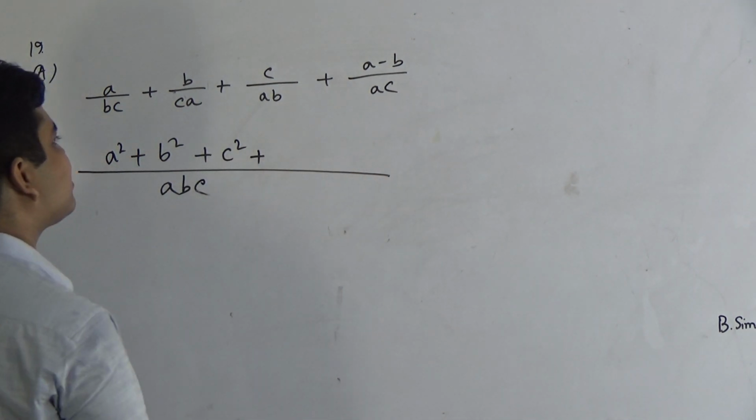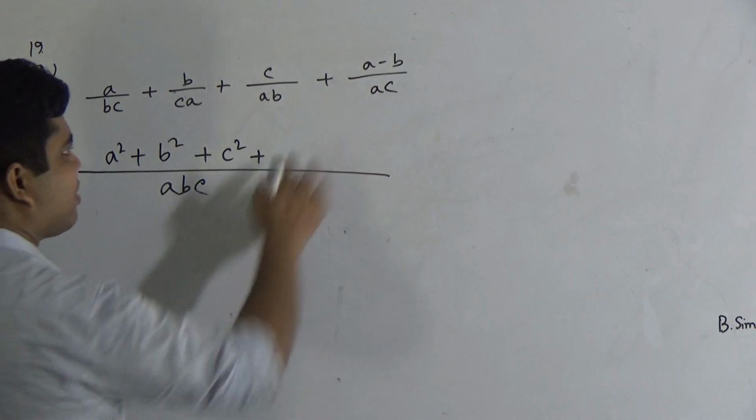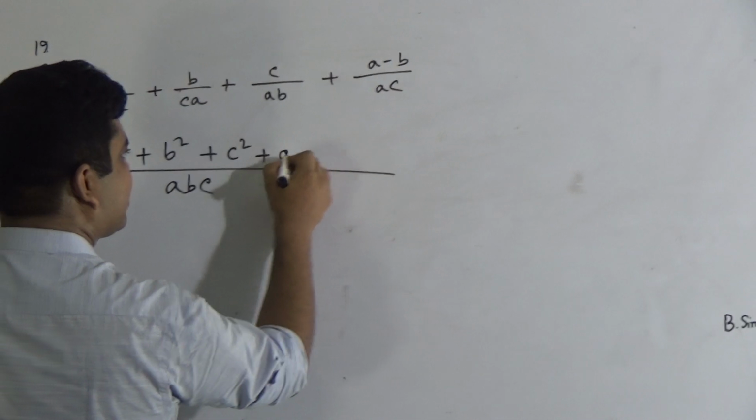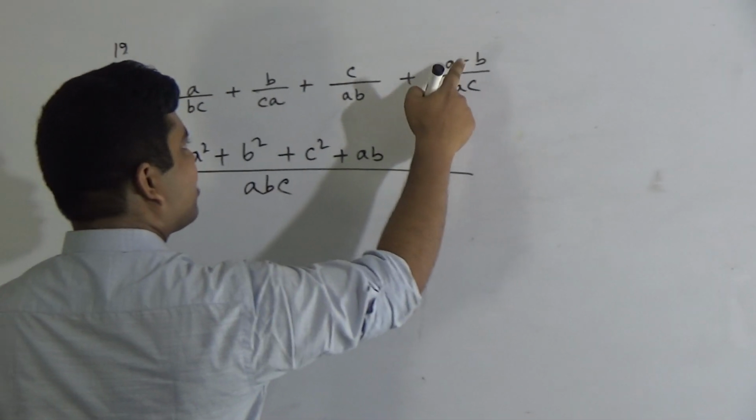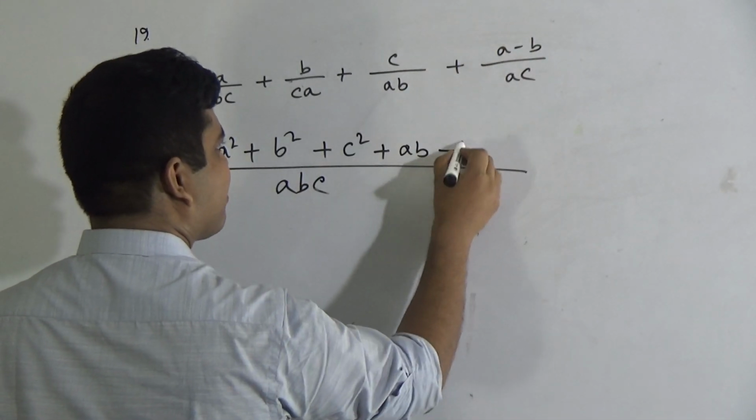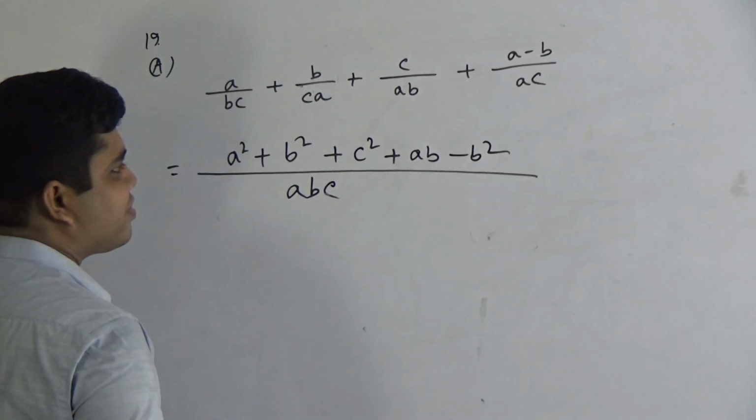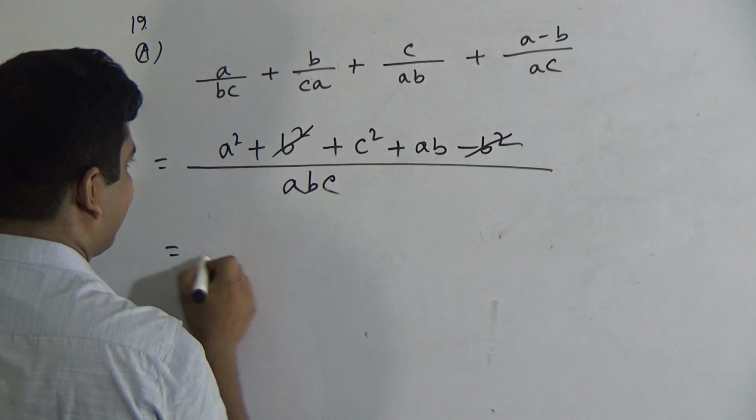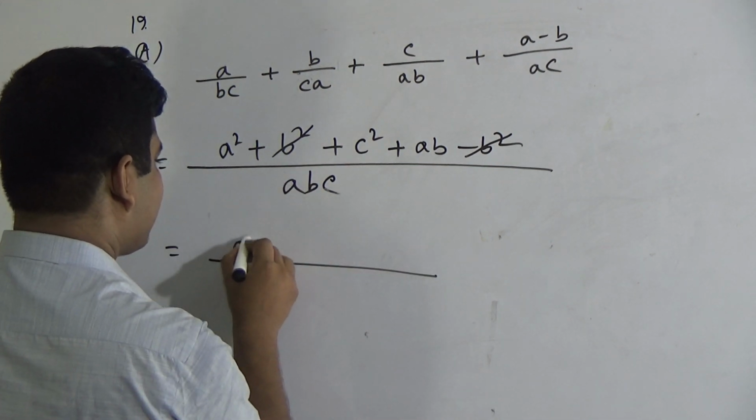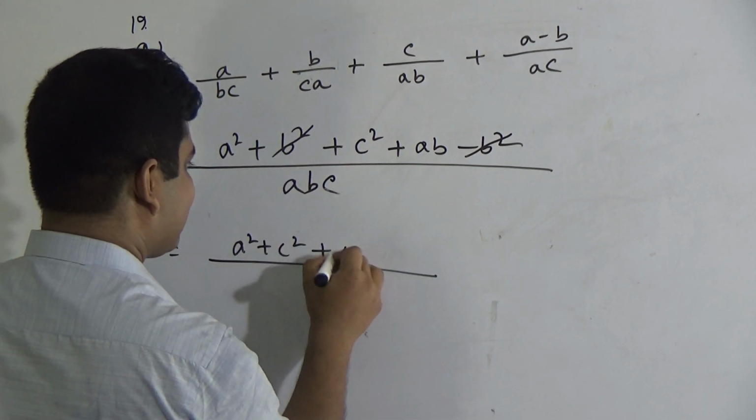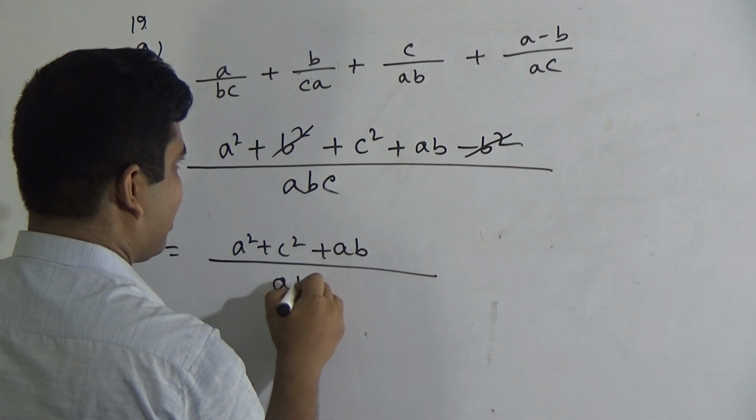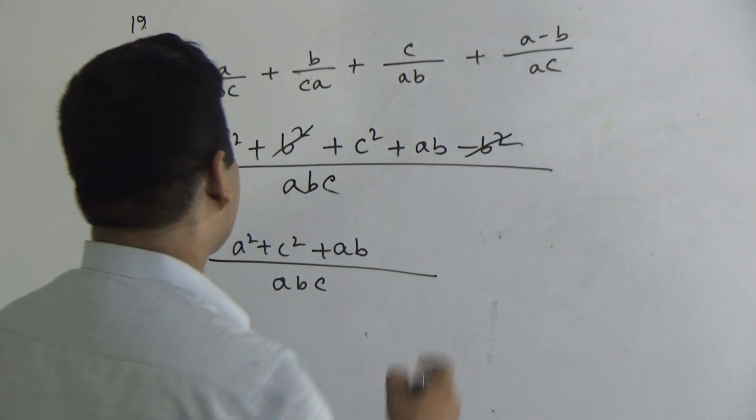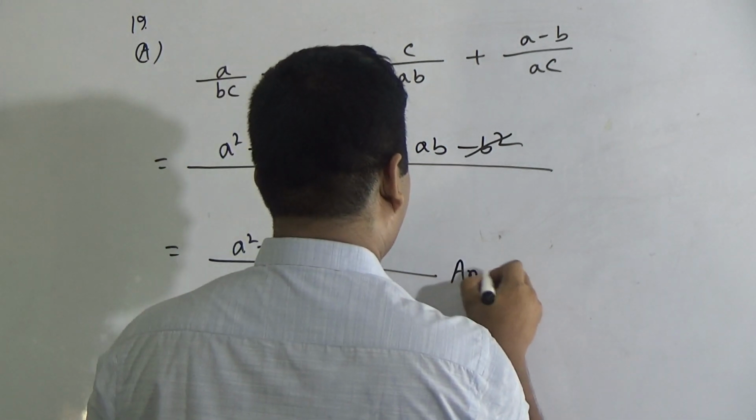plus we divide ABC by AC and we get B, and B is multiplied with this number. That means if we multiply B with A, then we get AB. If we multiply B with this minus B, then we get minus B square. Now my dear students, notice this minus B square and this plus B square are cancelled and remain A square plus C square plus AB divided by ABC. I hope you have understood. This is the answer of question number A.